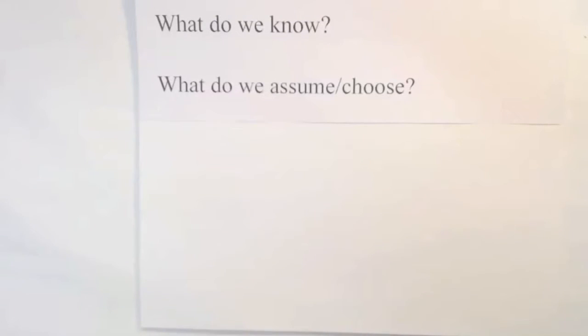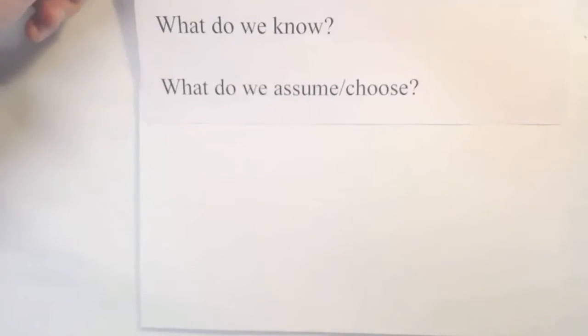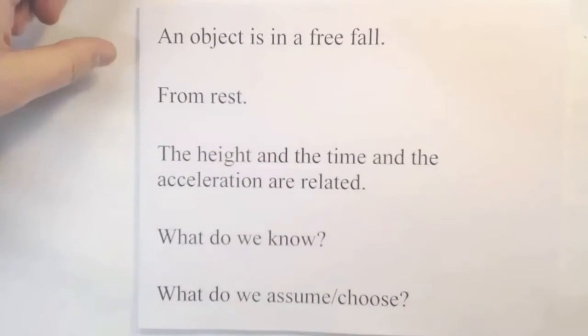What do we know? What do we assume, or what do we choose? What objects are involved? What do we know about those objects? What is happening to those objects? Or we can say, what phenomenon is happening? What processes are happening? What properties of those objects do we know? What properties of those processes do we know? These are the questions we should be asking again and again when we solve any problem in physics, or maybe in life.